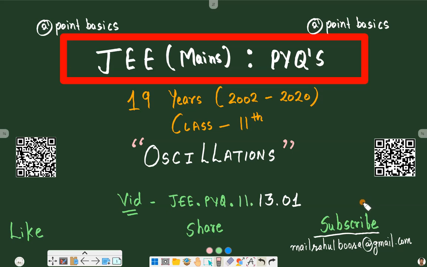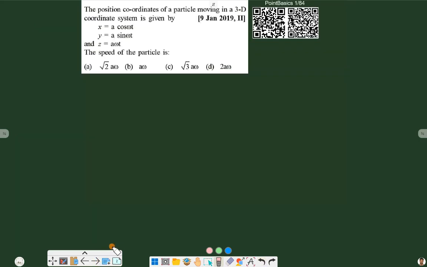So with this, let's start today's video with question number 1. The position coordinate of a particle moving in 3D space is given by x, y, z. So we have to find out the speed of the particle. We have position coordinates, which means we are given displacement.